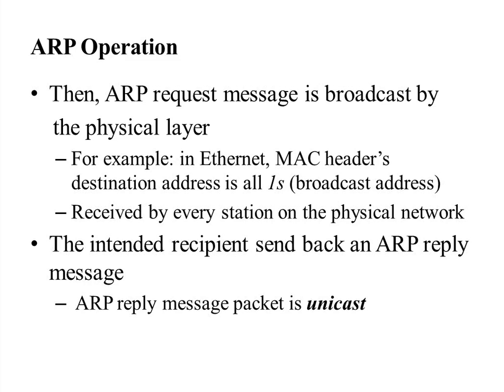Now the broadcasted message has been received by each and every receiver, and the recipient for whom that IP address is meant will receive that one, and only that recipient replies to the sender. Now it is not broadcasted. Initially the request is broadcasted, but the reply is only from that receiver to the sender. It is not broadcasted. It is from receiver to sender. That's why it is called a unicast.